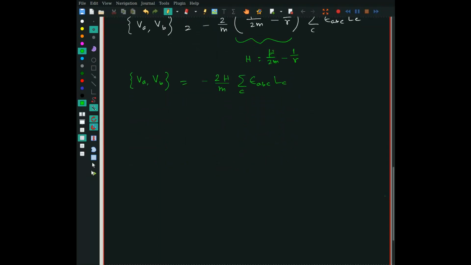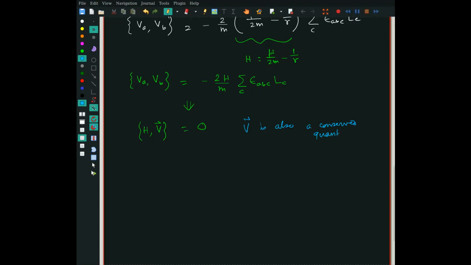Great. Now again, if this is the case, then it follows that you can check that for this Hamiltonian H, the Poisson bracket between H and V is equal to 0. That means, or I should put a vector here, any of the components commutes with this thing. So that means that V is also a conserved quantity. Okay.